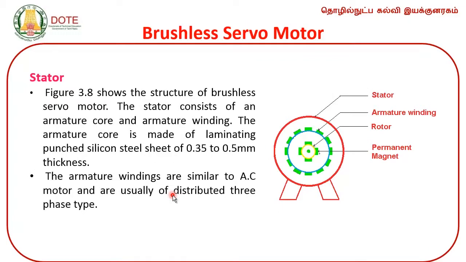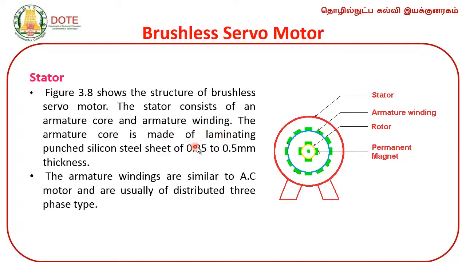So, this is a brushless servo motor. The structure of the brushless servo motor is shown in this diagram. You have a stator with an armature winding, and the center one is a rotor, which is a permanent magnet. The stator consists of an armature core and armature winding.